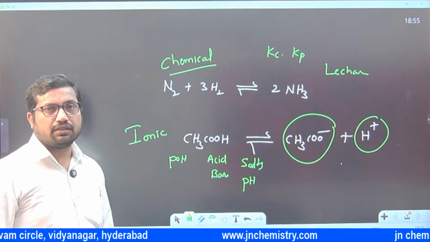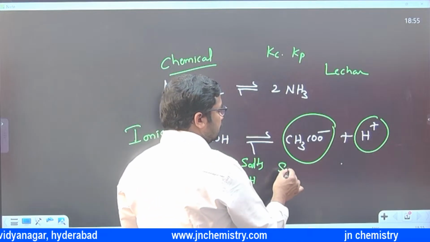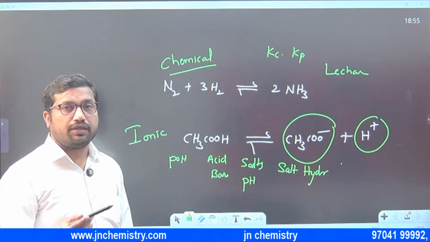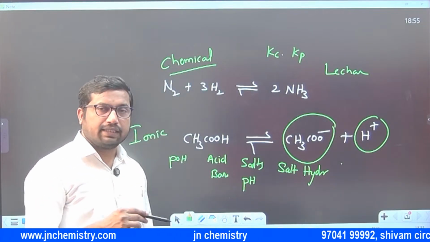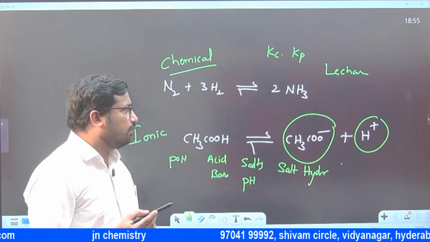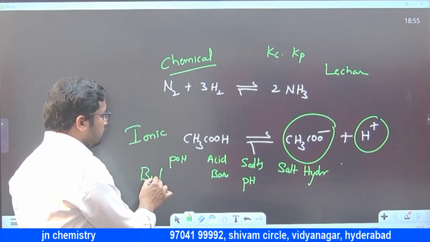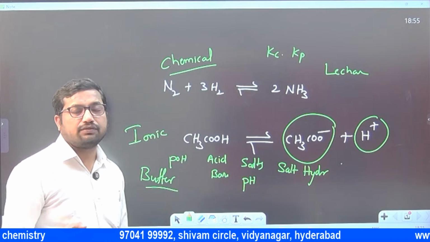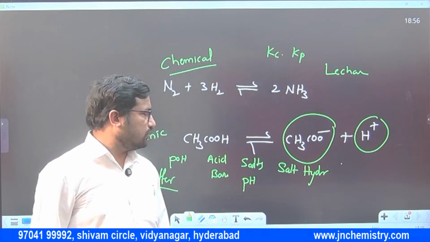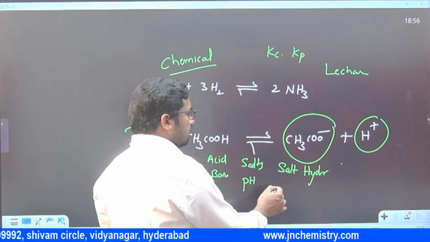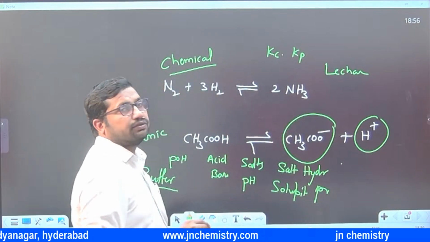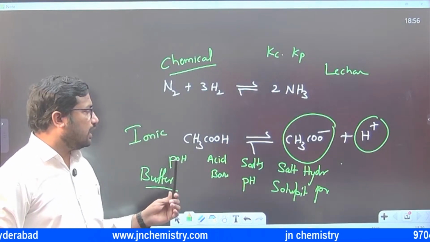And solubility product and salt hydrolysis. In salt hydrolysis, different types of salts are there: salt of strong acid and strong base, weak acid and weak base, strong acid and weak base, strong base and weak acid, like that. And buffer solutions. Buffer solutions means what? When we add a small amount of acid or base, there is no change in the pH. And solubility product, which I told you last time, right? So lots of things we will discuss in chemical equilibrium and ionic equilibrium.